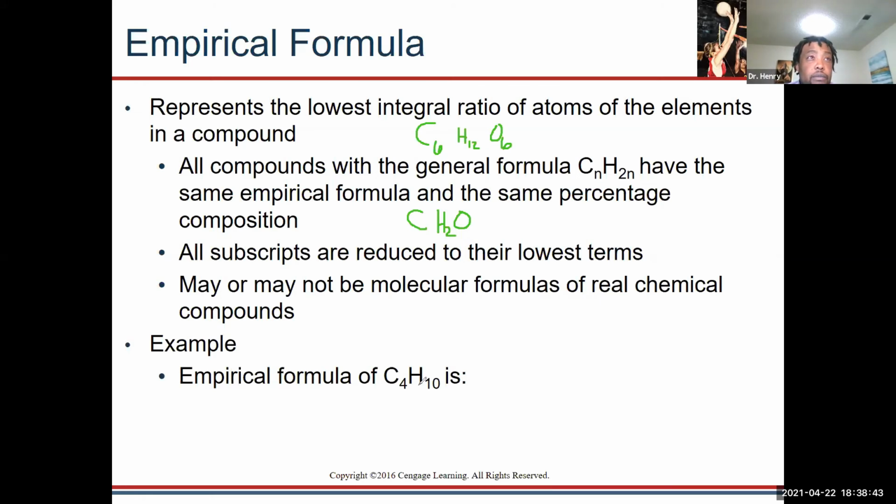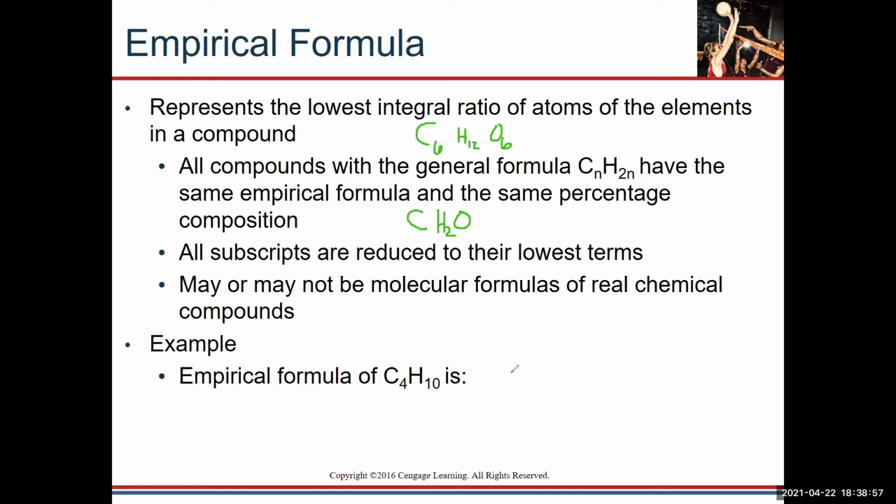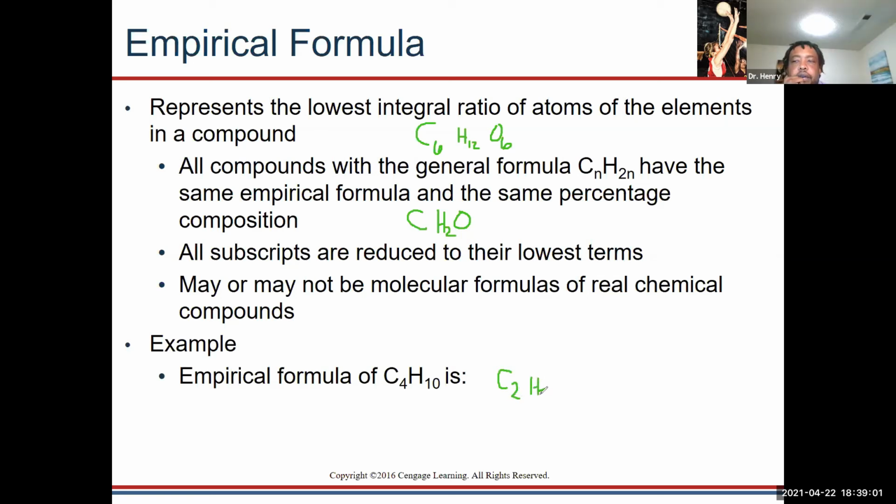But the first thing is you need to understand how to get the empirical formula from data that you're collecting. So here we have C4H10. What would be the empirical formula of that? Divided by 2, so we get C2H5. Okay. Piece of cake? Yes. Okay, good.